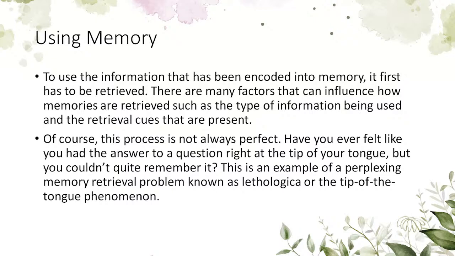To use the information that has been encoded into memory, it first has to be retrieved. There are many factors that can influence how memories are retrieved, such as the type of information being used and the retrieval cues that are present. Of course, this process is not always perfect.